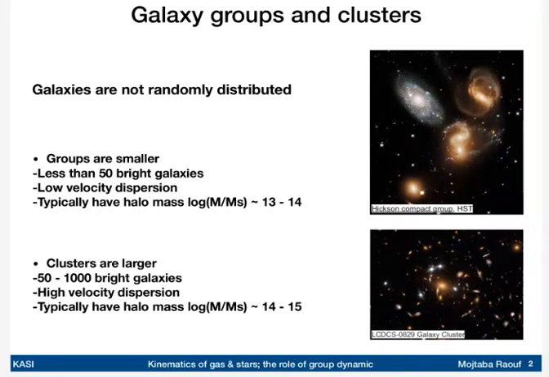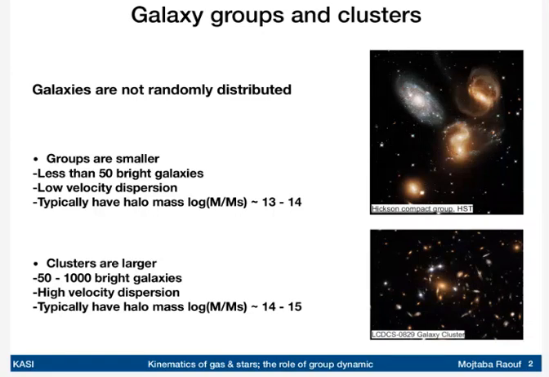The groups are smaller, with fewer than 50 bright galaxies and a low velocity dispersion, which leads to a low halo mass around 10^13 to 10^14 solar masses. You can see in the pictures a typical example of galaxy groups, the Hickson compact galaxy groups, including some big galaxies at the center and lots of satellites around them.